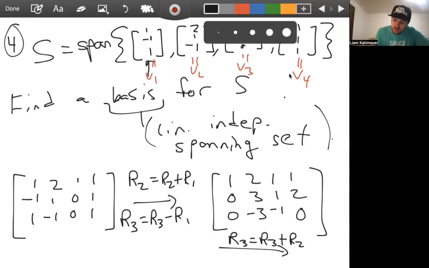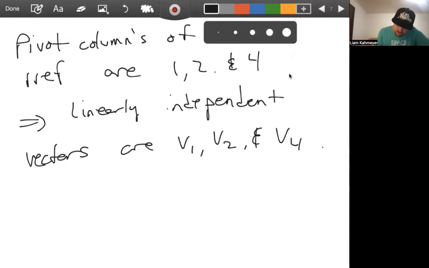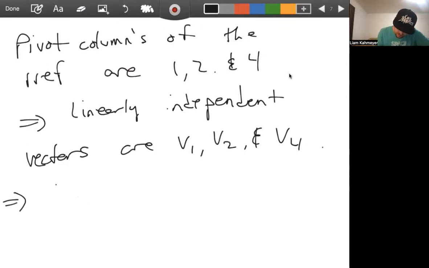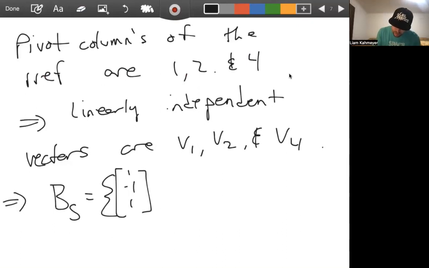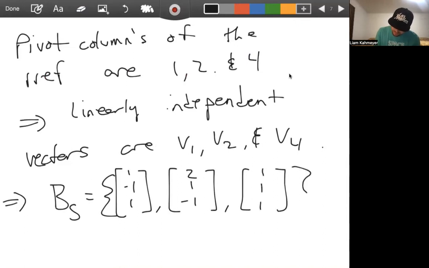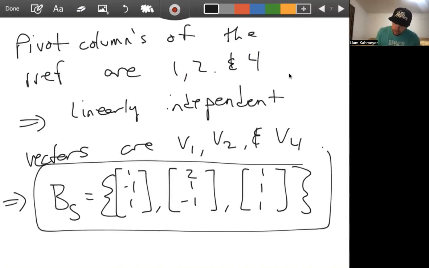So which means our basis, and let's say b sub s, the basis for S is going to be the vectors v1, v2, v4, which is 1, negative 1, 1. And I'm just copying what these were from the original problem, right? 2, 1, negative 1. And then 1, 1, 1. So here's our basis.